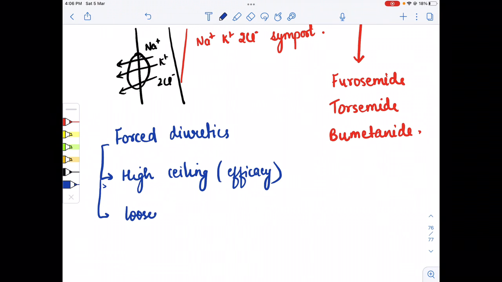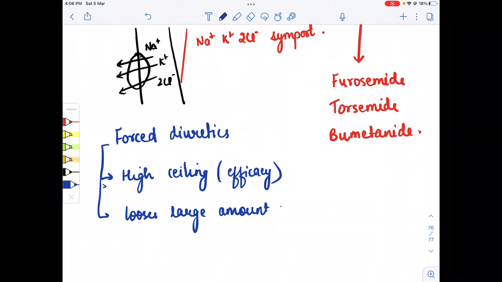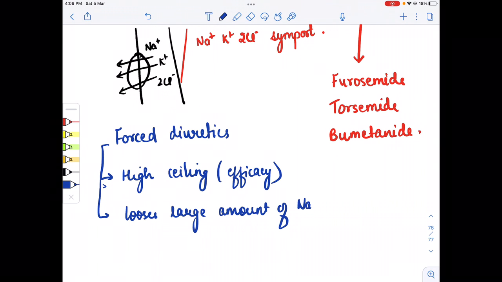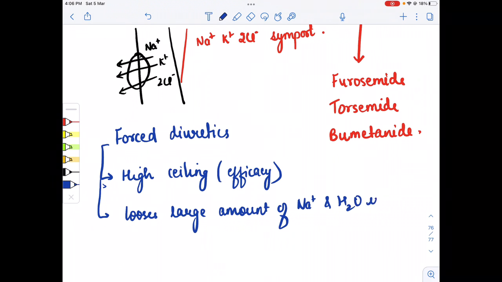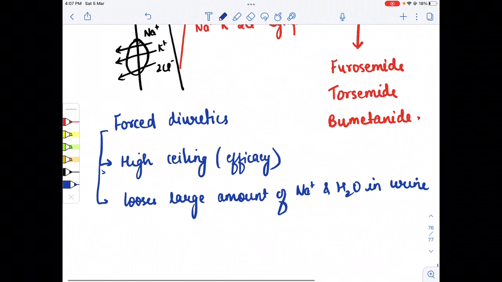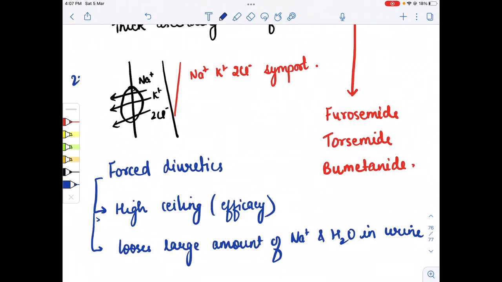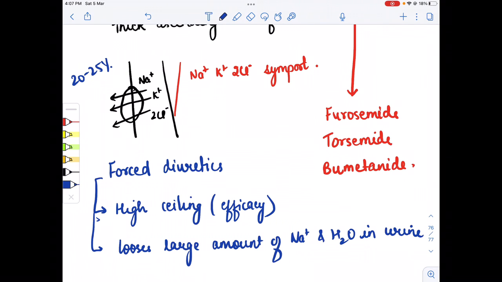These drugs cause loss of a large amount of sodium and water in urine. Almost 20 to 25% of sodium is reabsorbed through this symporter, but if it is not working, then that sodium will be lost.